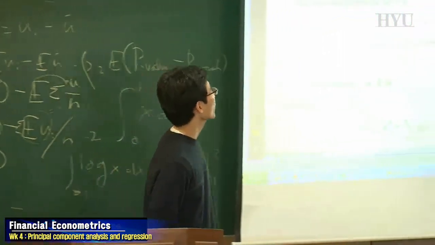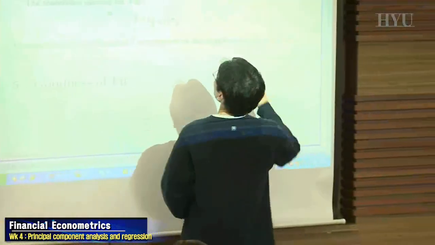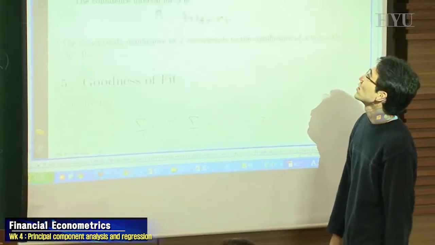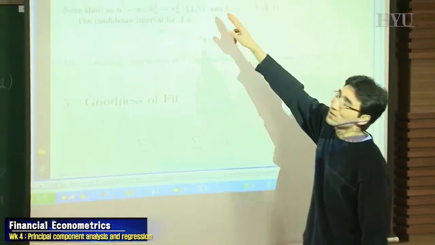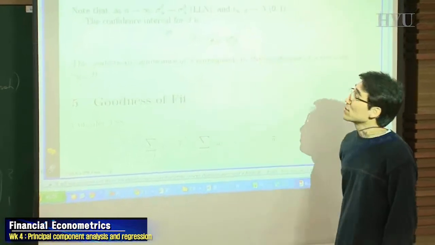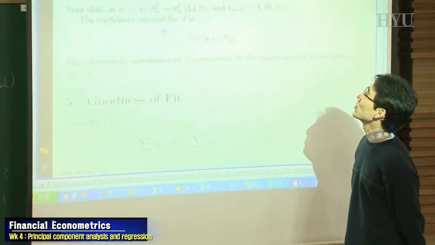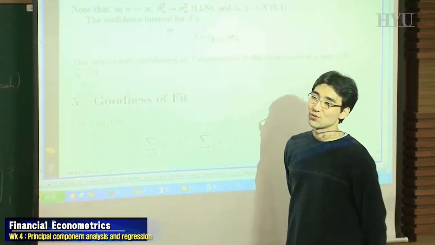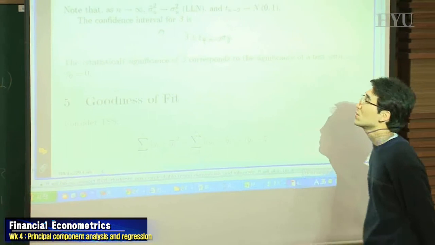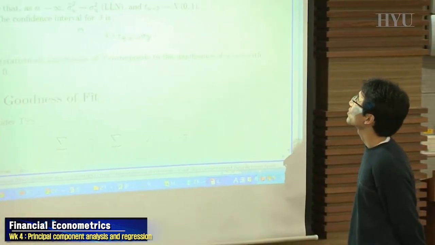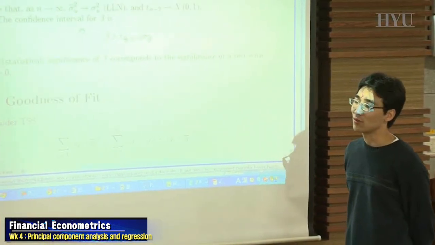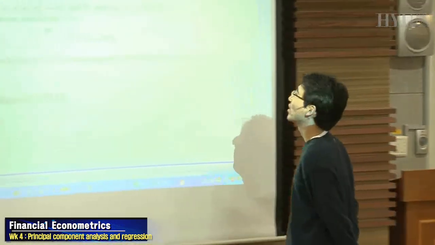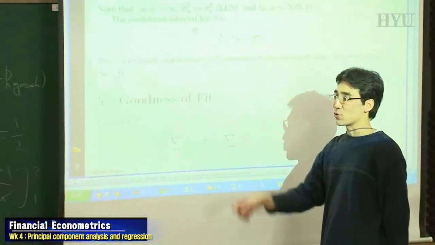So usually, instead of checking this interval, we check this number directly. If the absolute value of t is large, then this value is also large, which means the null hypothesis is likely to be rejected. So usually we check whether the value of t is large or small.